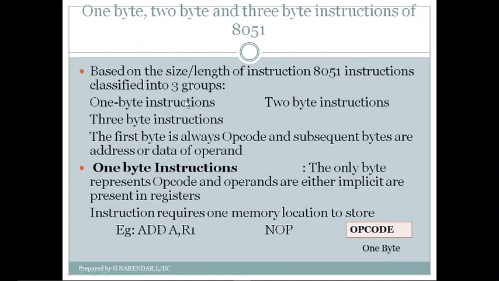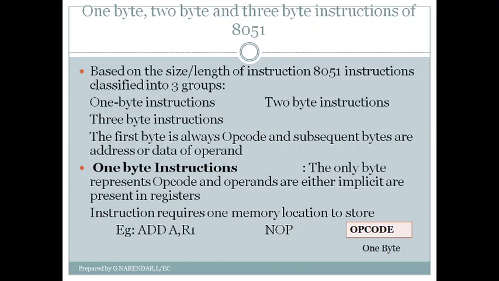Whatever the group to which the instruction belongs, the first byte is always opcode, and subsequent bytes are operands. Operand here means either address or data. So you always see that the first byte of any instruction, whether it belongs to any of these three groups, is always opcode, and it takes 1 byte of data. Now we will discuss in detail the three groups of instructions.